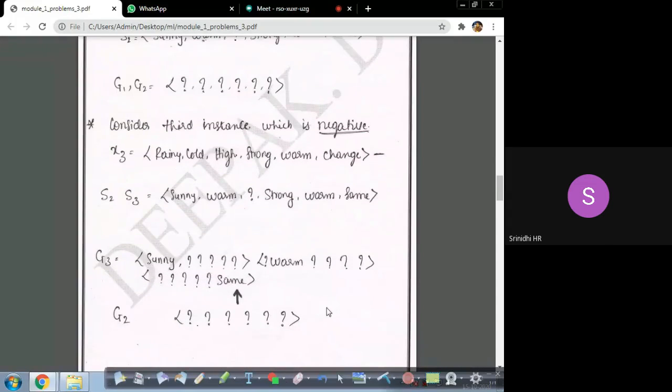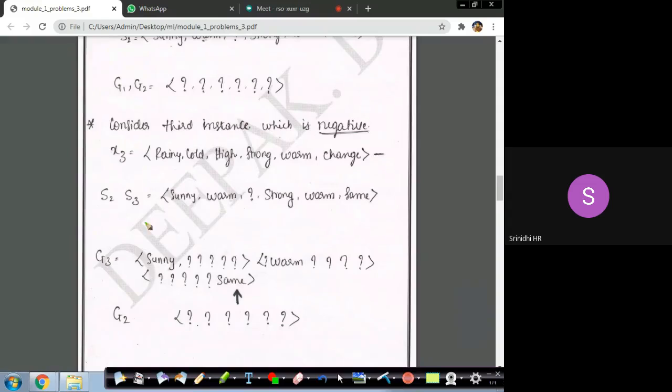Okay, let's consider your x3 now. So my x3 is given. So consider the third instance. Your third instance is this. What type of example is it? It is a negative example. If it is a negative example, what is the first thing that I must do? Your specific hypothesis S2 will be equal to S3. What was the previous S2 which I had? It will remain the same for S3.